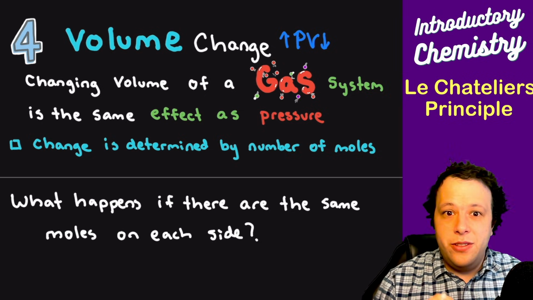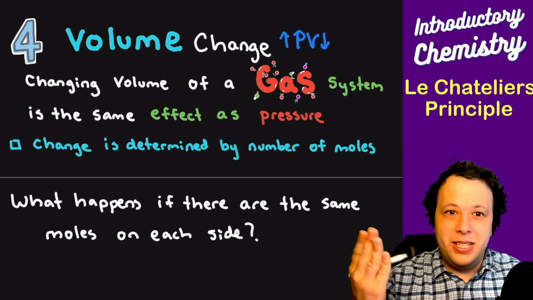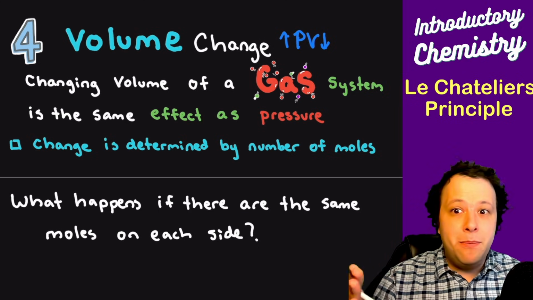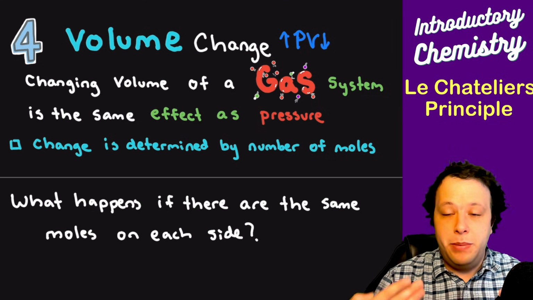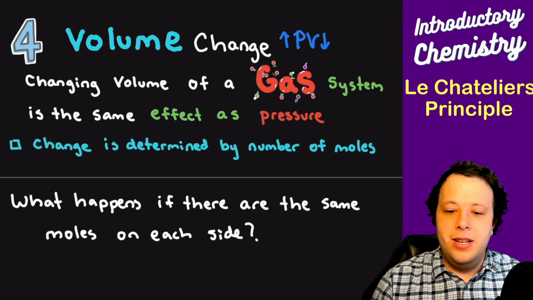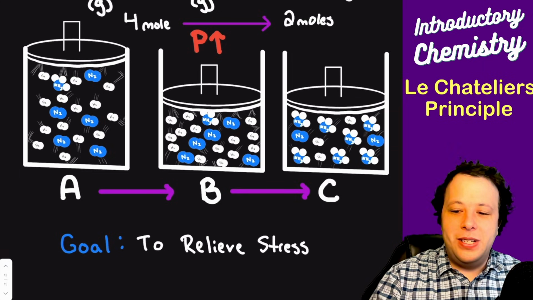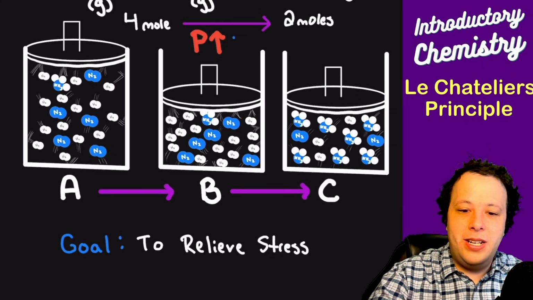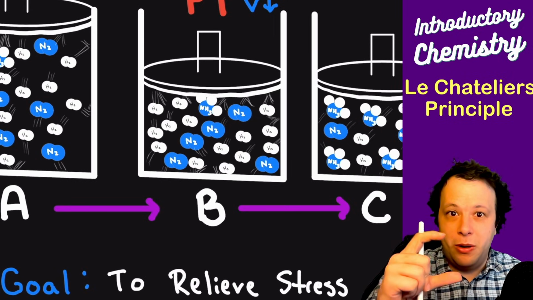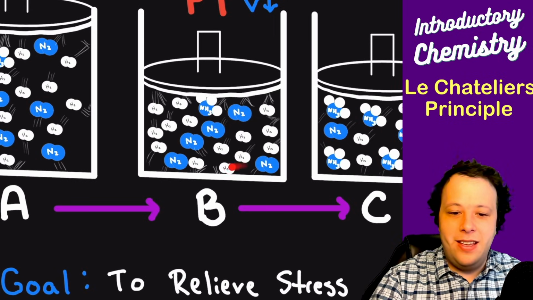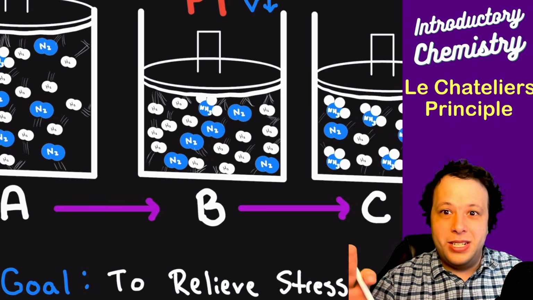Once again, the change is determined by the number of moles. And it's important to also realize, what would happen if you have the same moles on each side? Well, it's once again going to be no change like before. Going back up to the problem we had earlier, you can see that when pressure increased, volume decreased. You can see how much smaller the space is within this piston, and it forced the reaction forward.